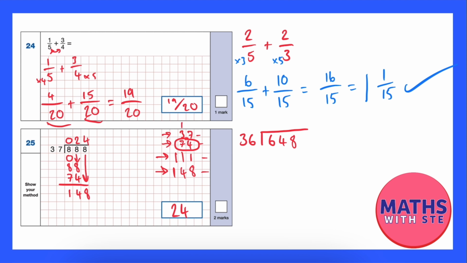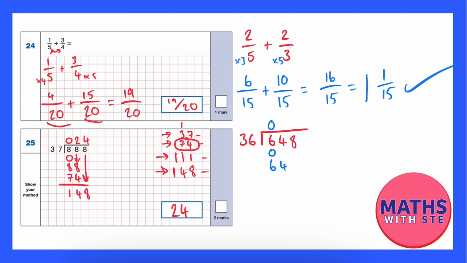Okay, long division. Annoying. Let's go. Okay, how many times does 36 go into 6? It goes in 0 times. 0 times 36 is 0. And 64, take away 0 is 64. So put that there. Okay, cool.